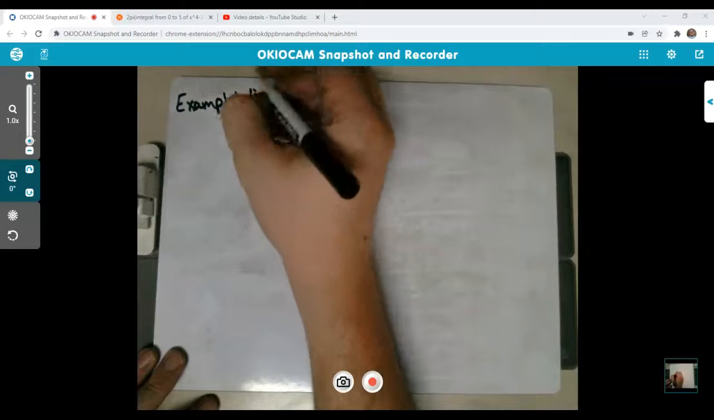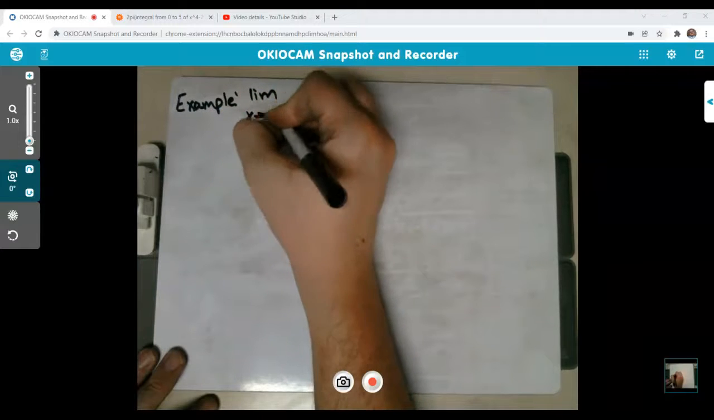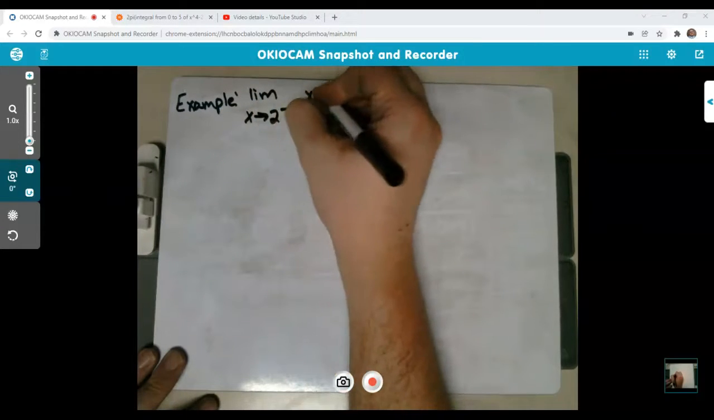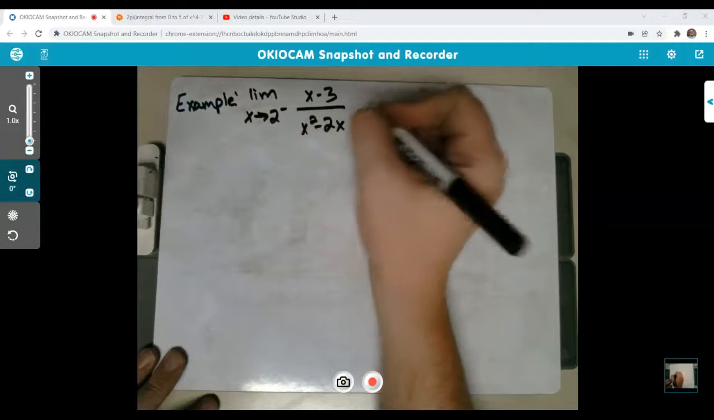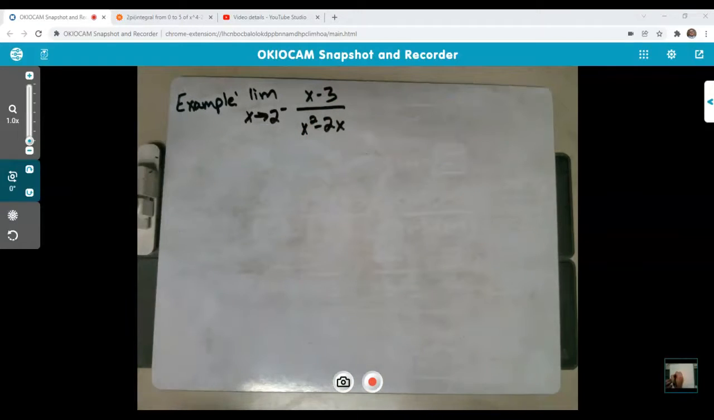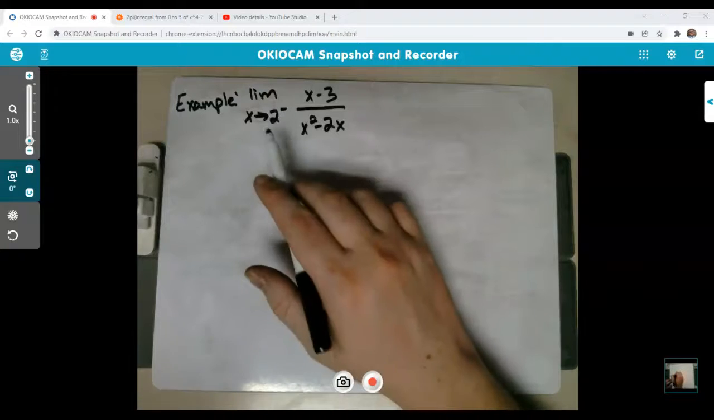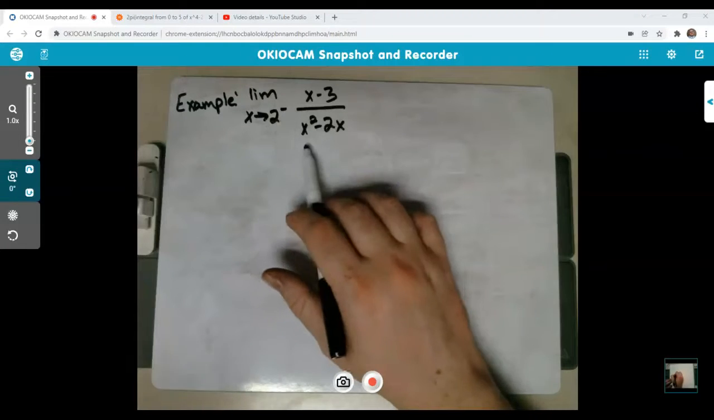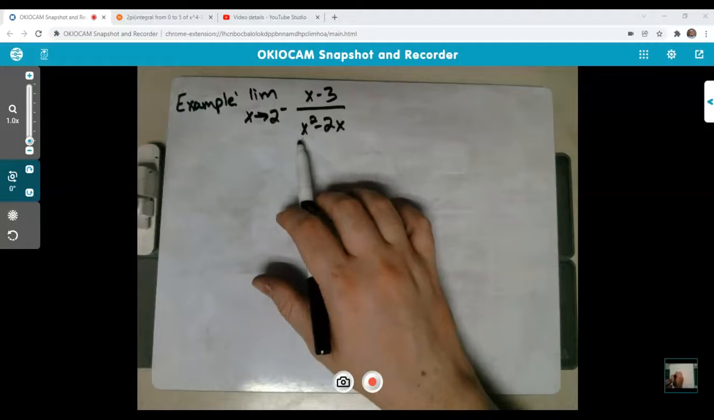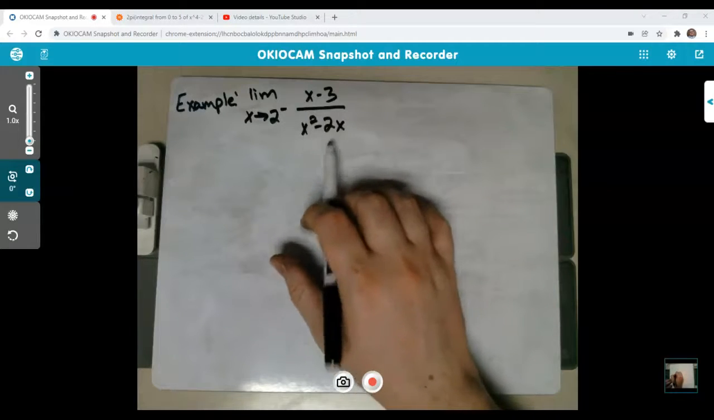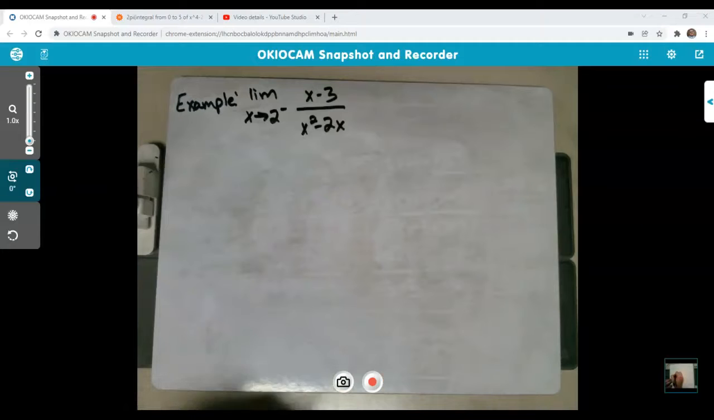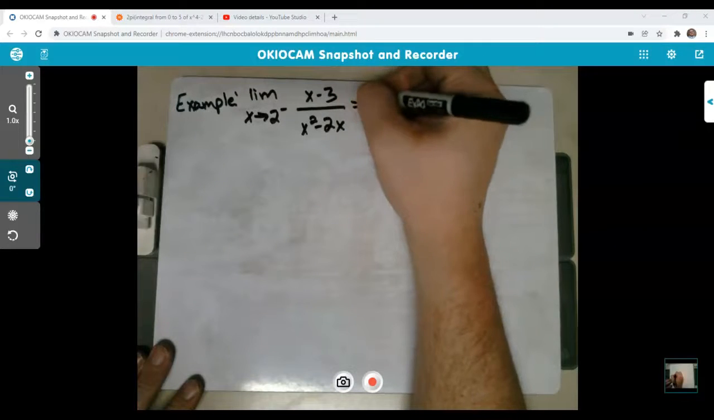That's going to be the limit as x approaches 2 from the left of x minus 3 over x squared minus 2x. Approaching 2 from the left. Okay, so again, what I would normally try is see, okay, can I plug in 2? But I can't, because this would be 2 squared minus 2 times 2, which is 4 minus 4, so I can't, right? So I would try to rewrite this as best as I can.